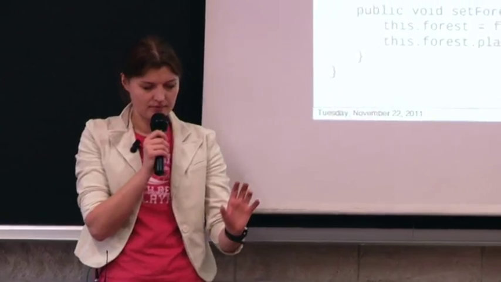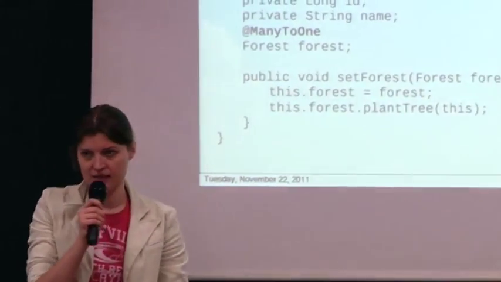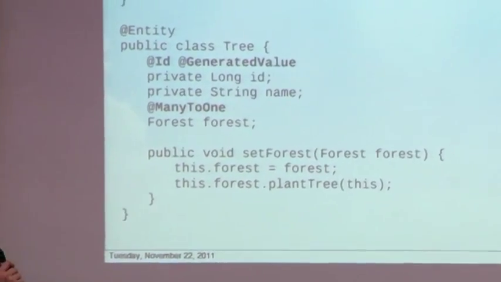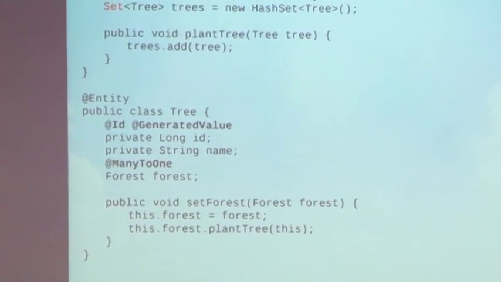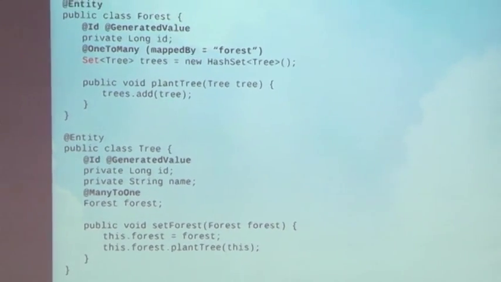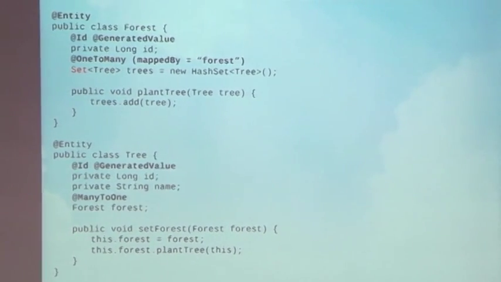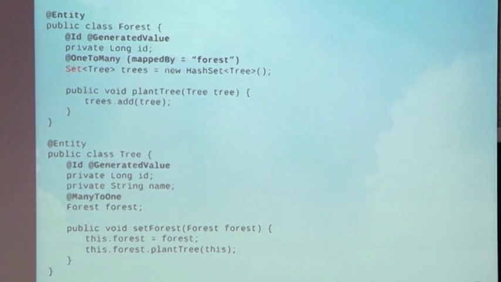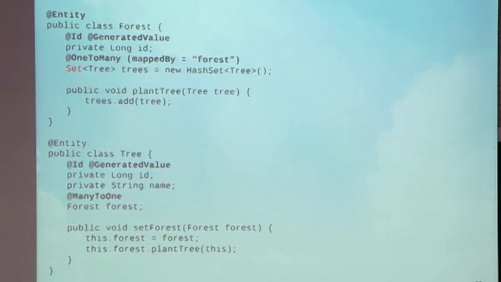Okay, so we switched the side. The owning side is now on the tree side to guarantee synchronization between forest and tree. Every time we set the forest for a given tree, we also add a tree to the forest. This is a pretty common pattern which you can see in the Hibernate documentation. What's the problem here? What do you think?